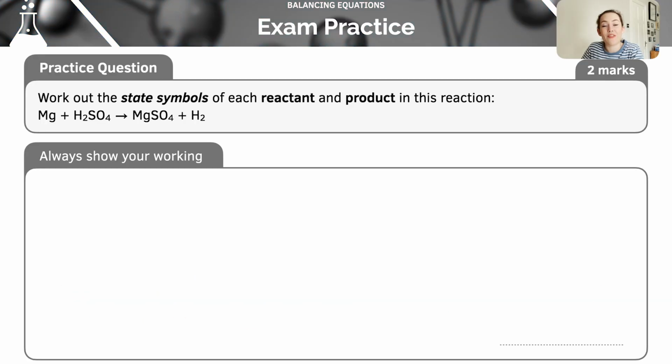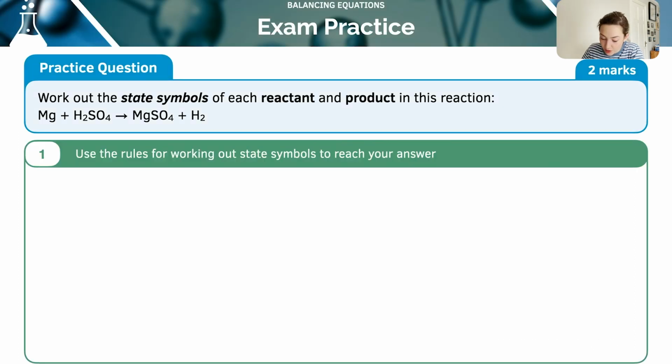So have a go at this practice question. Pause the video, give it a go yourself. So in this reaction, we know that the metal is very likely to be solid, magnesium.